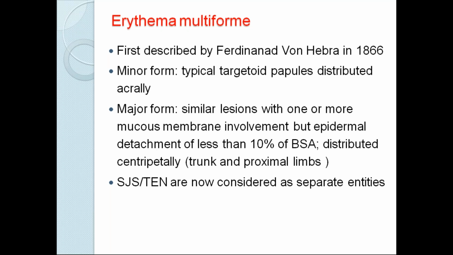See, the targetoid lesion is the classic lesion of erythema multiforme. You might have seen the darts game, right? Where you throw a dart and it will hit a target. That will have different colored rings present. So that is what we call targetoid lesions. There will be ring-like lesions with different colors. And SJS TEN is also a part of erythema multiforme, which is now discussed as a different entity.